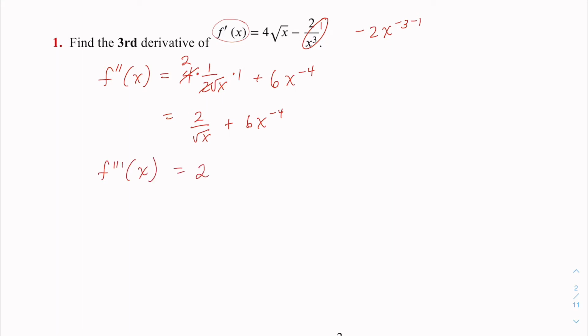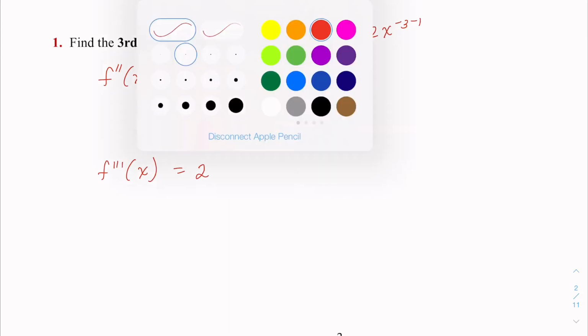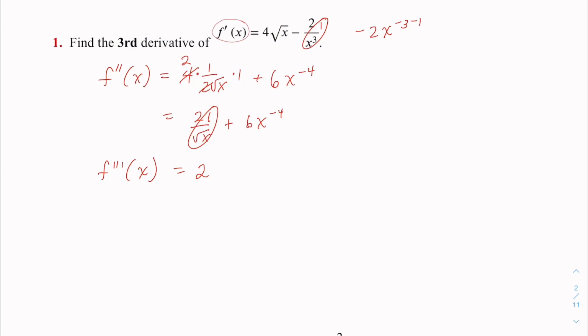So copying down the constant always, that's 2 times, and notice we're left with 1 over root x. If you check the formulas, we don't have a formula for 1 over root x, so we'll rewrite it as x to the power of negative 1/2. So let's bring that negative 1/2 to the front. x, subtracting 1 from the exponent, we get negative 3 over 2. Minus 24, x to the power of negative 5, because we're subtracting 1.